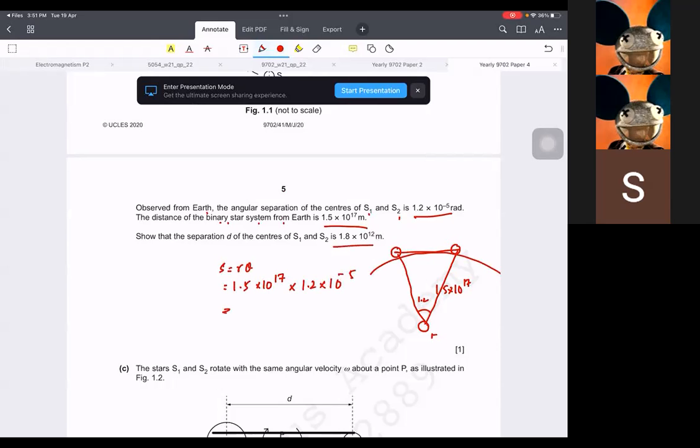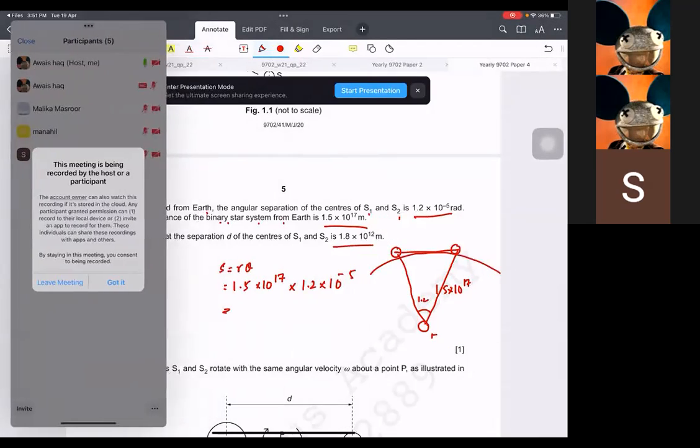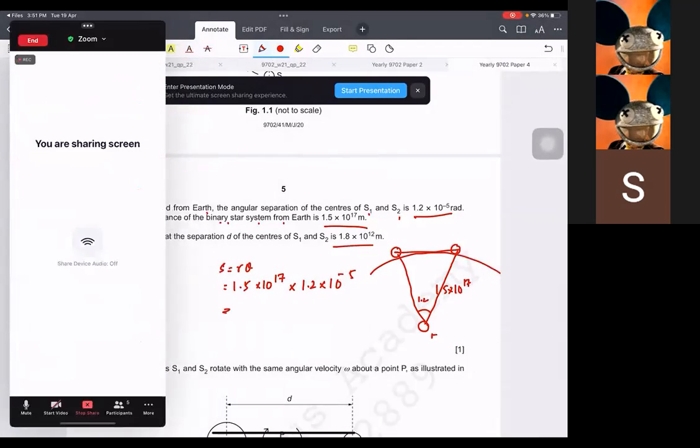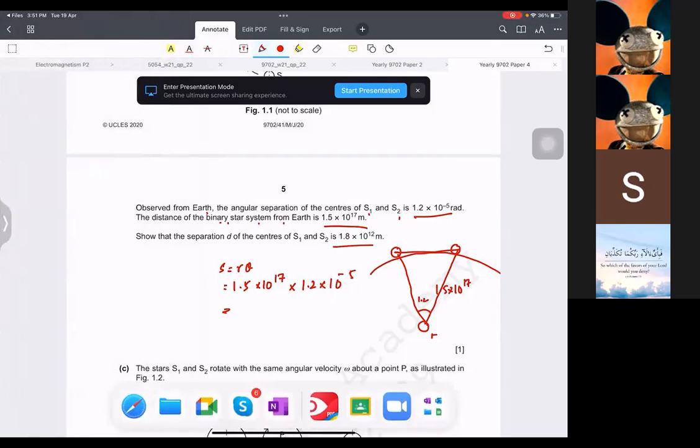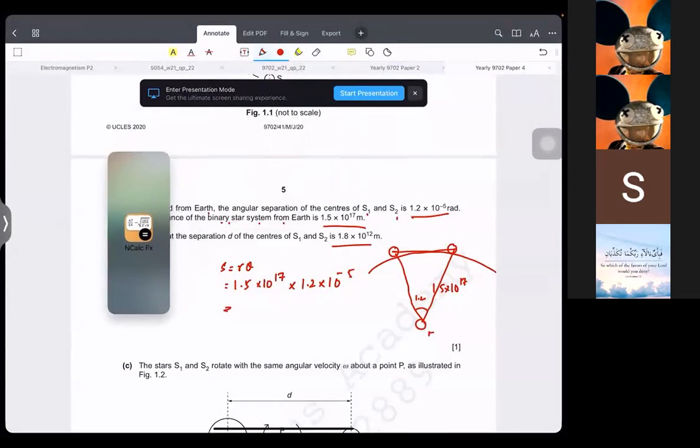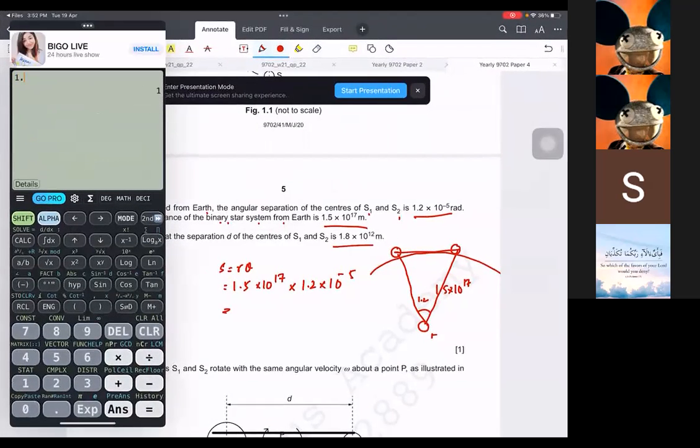So I think it should be the same, but can you guys confirm if you've done it? Okay. I think it should be the same. Who hasn't done the paper? Shayan? Haven't done it? 1.8. Yeah, that's fine.